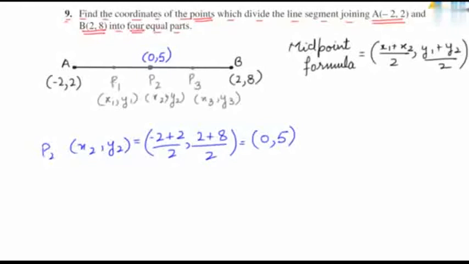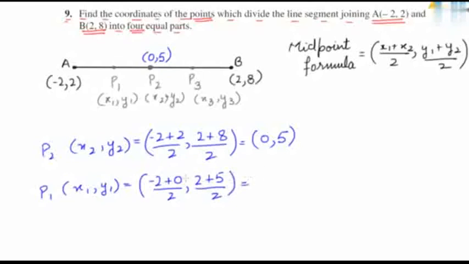Now to find the coordinates of P1, we will find the midpoint of A and P2. So coordinates of P1, that is x1 comma y1, will again use the midpoint formula. So minus 2 plus 0 by 2 comma 2 plus 5 by 2. So it will be minus 2 by 2 is minus 1, and 2 plus 5 is 7, so 7 by 2.